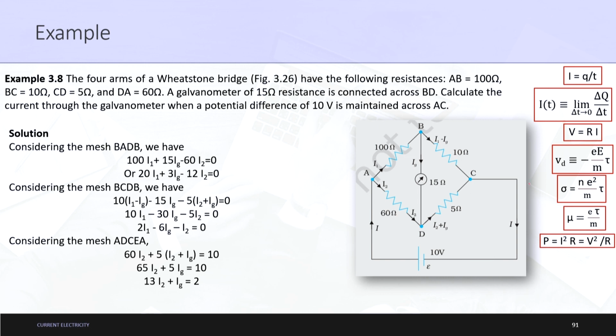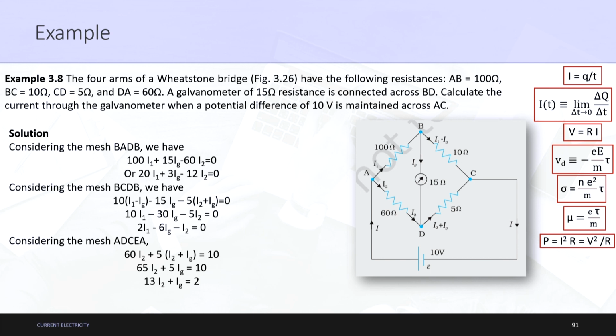Okay. A galvanometer of 15 ohms resistance. Please make sure here the galvanometer also has a resistance. There will be a resistance in this portion also. So, a galvanometer of 15 ohm resistance is connected across BD, quite evident. Now, calculate the current through the galvanometer when a potential difference of 10 volts is maintained across AC.